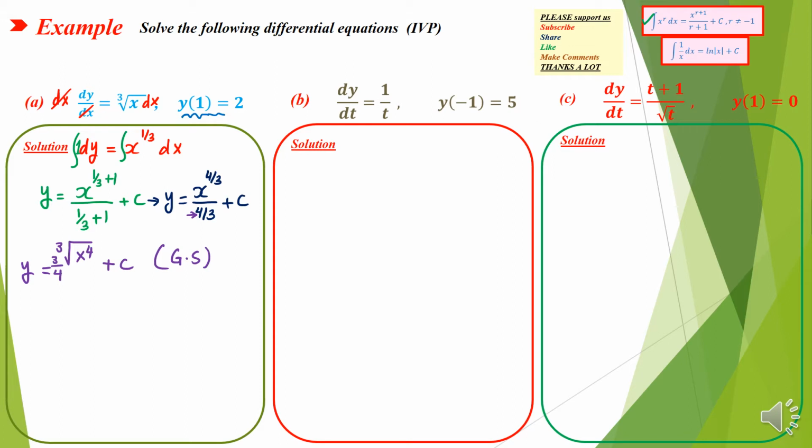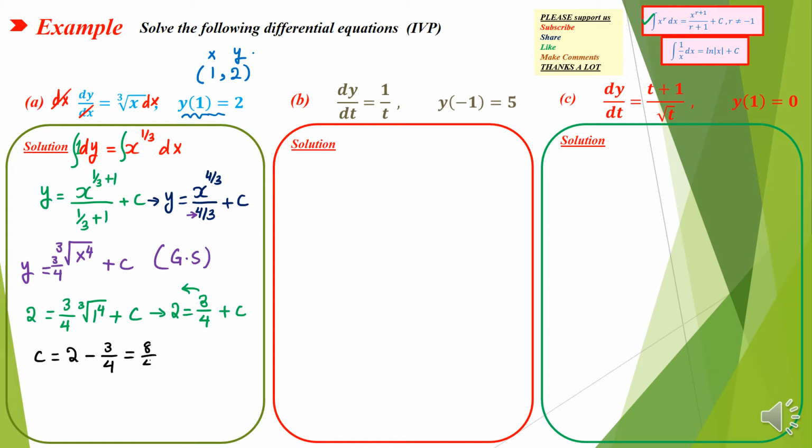Since we have y of 1 equals 2, this means the point 1 comma 2, so x equals 1 and y equals 2. So you have to replace x and y by their values and you will get 2 equals 3/4 multiplied by cube root of 1 to the 4th plus c, which gives us that 2 equals 3/4 plus c, and by moving 3/4 to the left hand side you will get that c equals 2 minus 3/4, and that gives us 8/4 minus 3/4, which is 5/4. So this is the value of c.